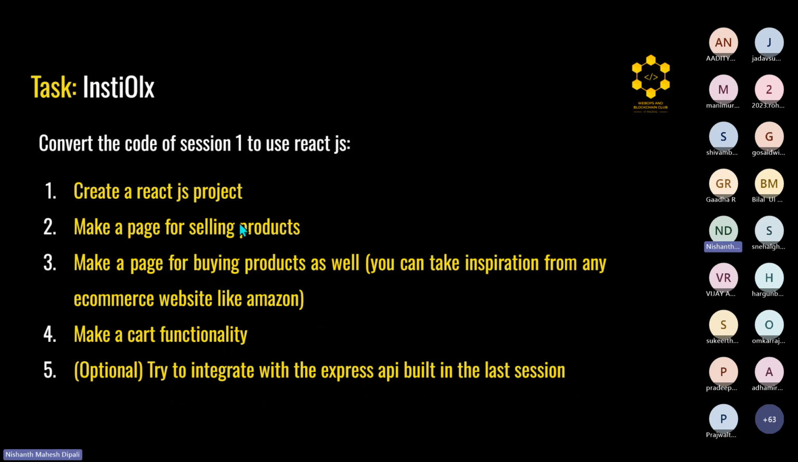Basically, if someone is trying to sell something, they upload all the data on the selling page. You can use React Router for making multiple pages. And for buying products, that should be the home page, basically displaying all the products. You can take inspiration from any e-commerce website for that.